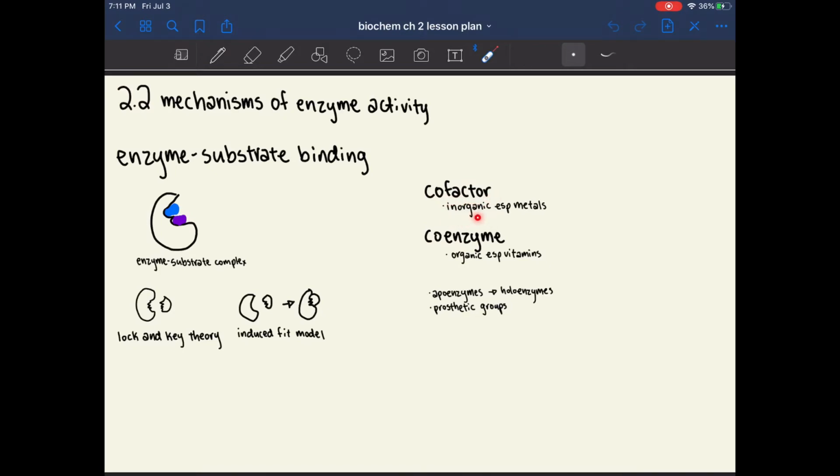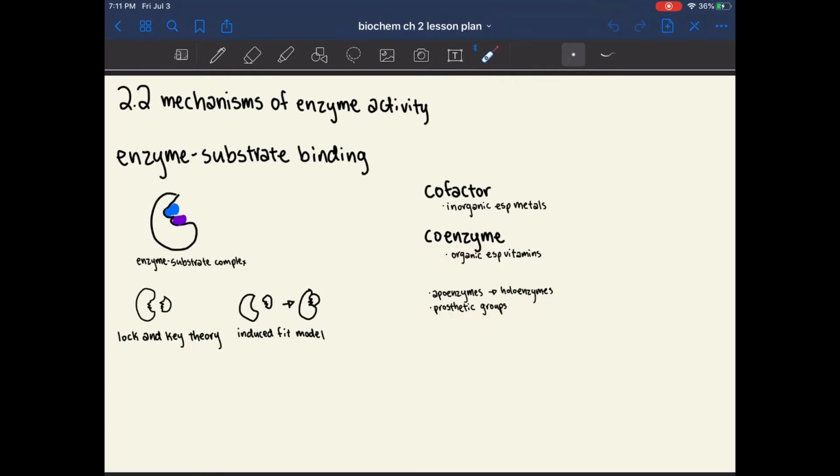Cofactors are inorganic, so cofactors are molecules like metals that help an enzyme do its job. Coenzymes, on the other hand, are similar to cofactors, however, they're organic, so vitamins are examples of coenzymes. Apoenzymes is a name you give to enzymes that don't have their cofactors or coenzymes, and when they are bound to their cofactor or coenzyme, you call these holoenzymes.